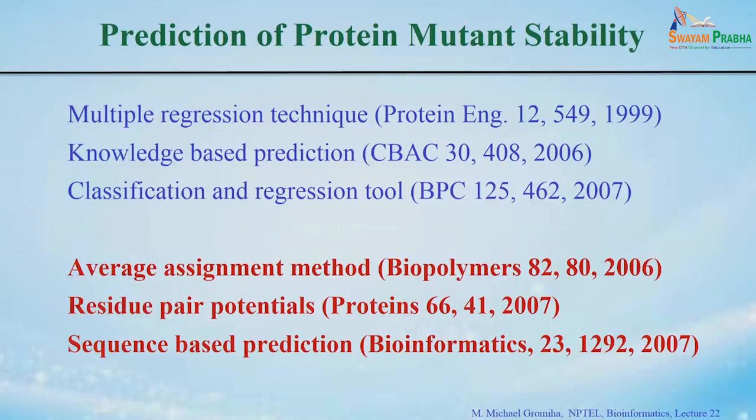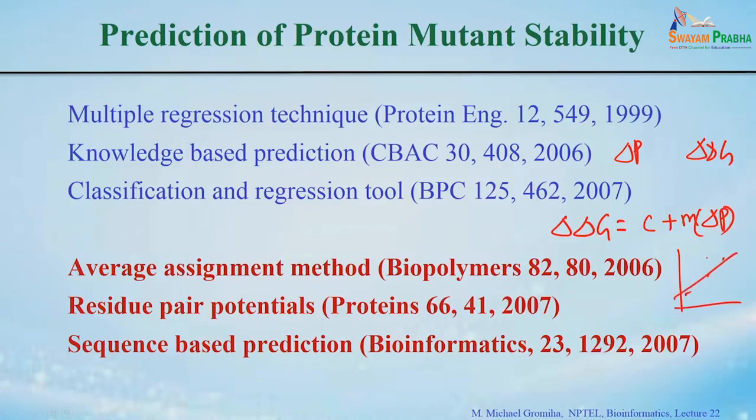If you have a relationship, for example, here if you see the property delta p is related with delta g, you can relate delta g equal to some constant c plus m into delta p. So delta p is a property value and c is a constant, because if you make a straight line, you see the values like this. We can use this equation to calculate delta g, and then you can see whether you can predict.